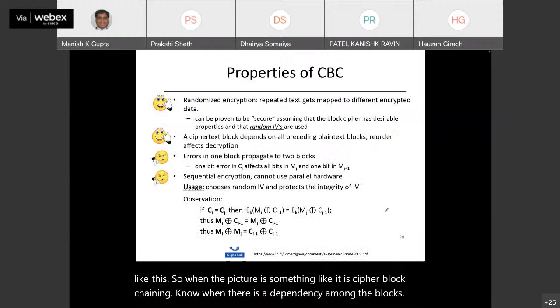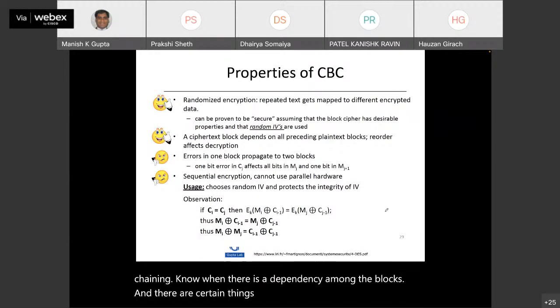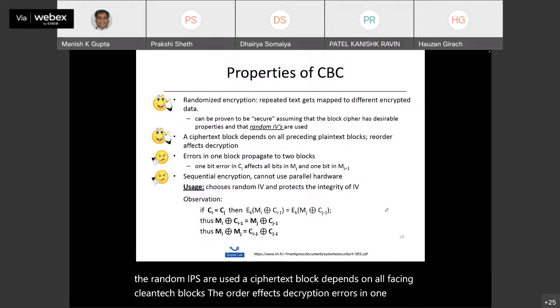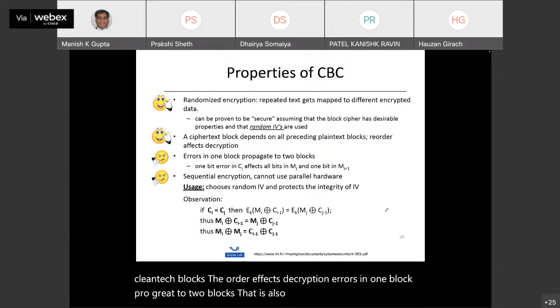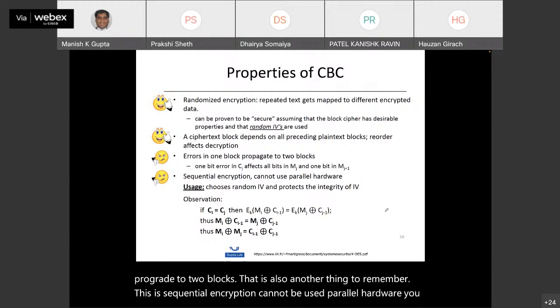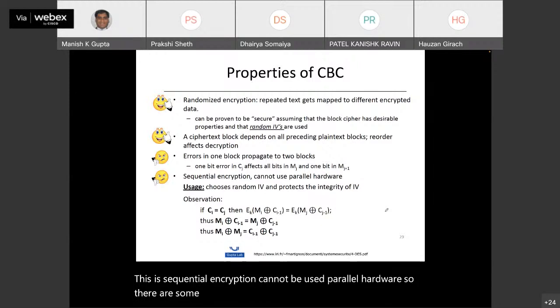There are also things like randomized encryption. Repeated text gets mapped to different encrypted data. It can be proven to be secure, assuming that the block cipher has desirable properties and random IVs are used. A ciphertext block depends on all preceding plaintext blocks. The order affects decryption. Errors in one block propagate to two blocks. That is also another thing to remember. This is sequential encryption and cannot be used on parallel hardware. There are some other modifications suggested, but we are not going to discuss more about those things.